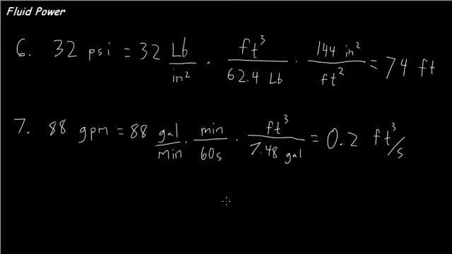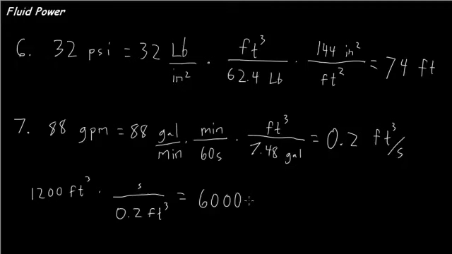Now let's say we want to know how much time it will take to remove 1200 cubic feet of water from the well. I can take that rate, multiply it by my amount, 0.2, except I have to do the reciprocal. So I put my 0.2 cubic feet down here per second, and I get a time of 6,000 seconds, which is equal to 100 minutes, or 1 hour, 40 minutes.